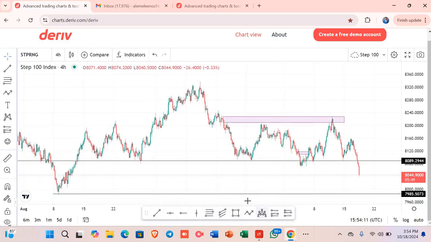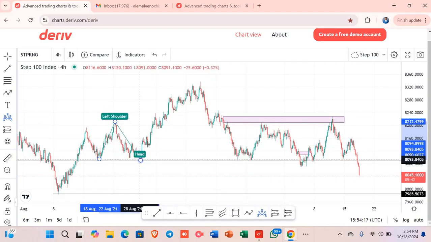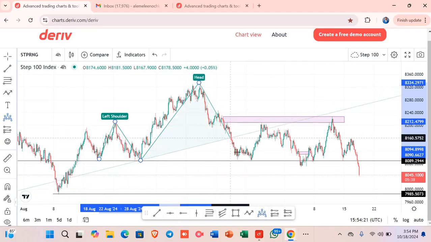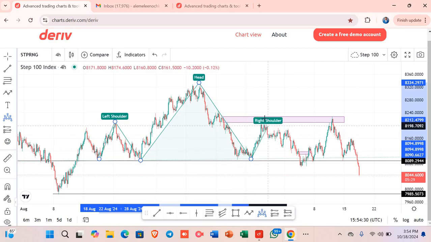Let me use the 2. So I saw the shoulder here. This is the first shoulder. Then I saw the head. This is the head. You can either bring it here or here, it doesn't really matter. So this is the head, and this is the second shoulder.